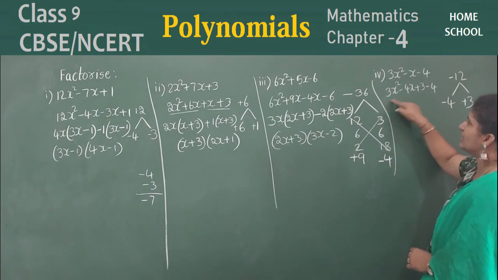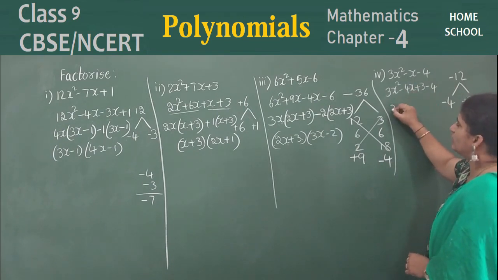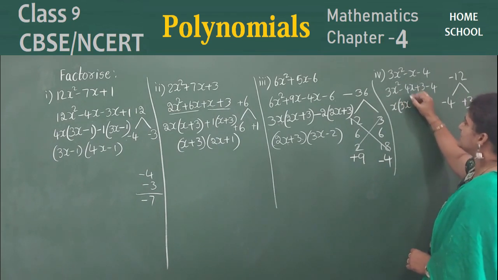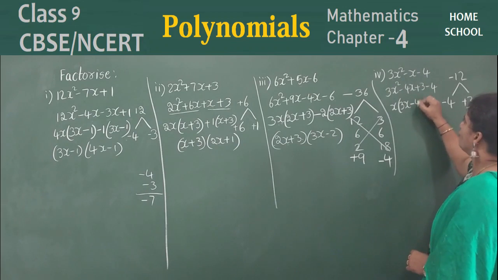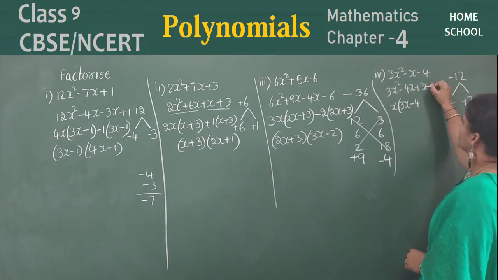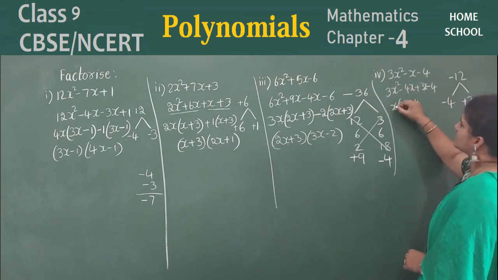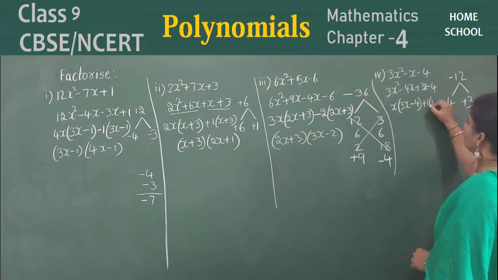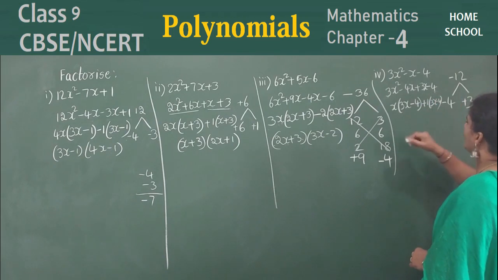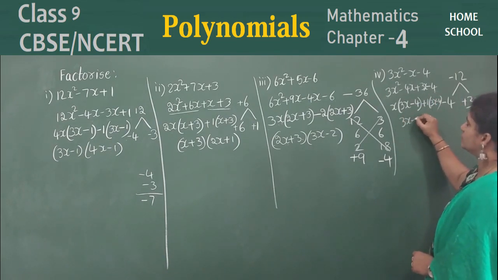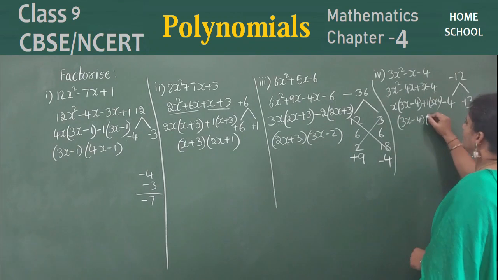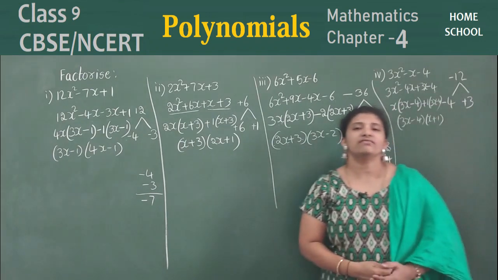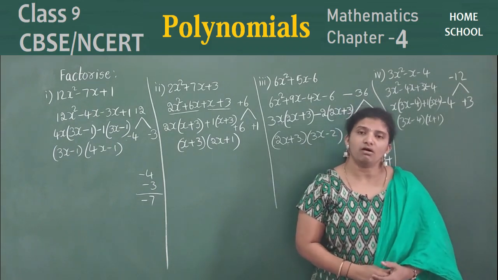In these two, is there anything common? Yes, only x is common. That is 3x minus 4. So here we need to write the x. So in these two, x is common, 3x minus 4. And in these two, again 1 is common. Nothing common means 1. Therefore, now in these two, 3x minus 4 is common. You are left with x plus 1. Okay, this is the way we factorize a polynomial.